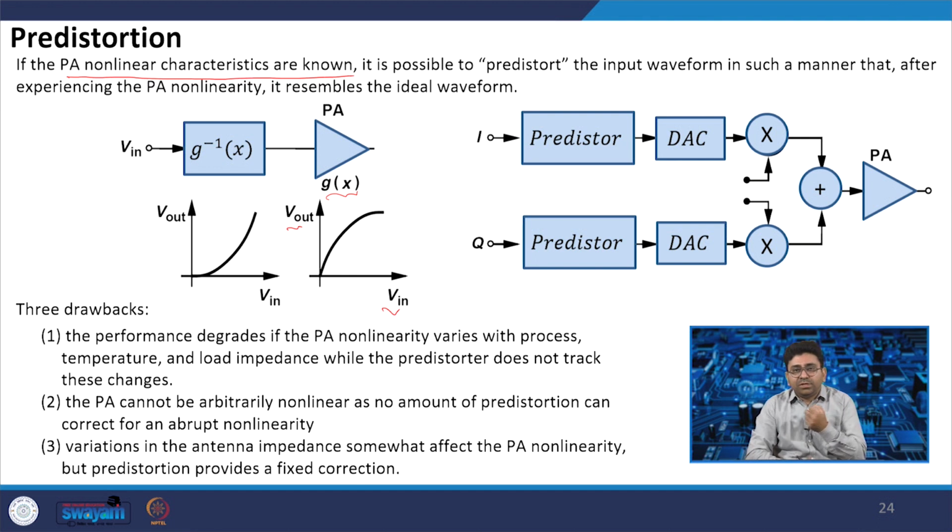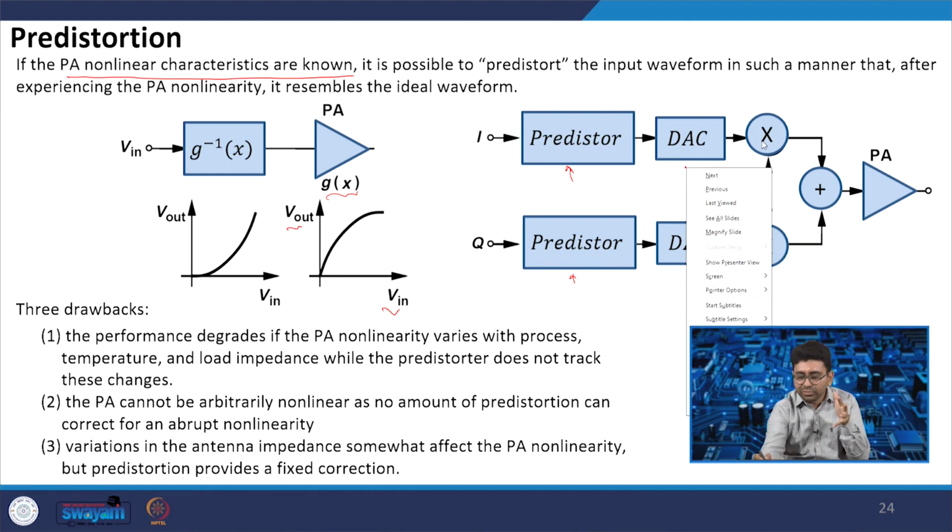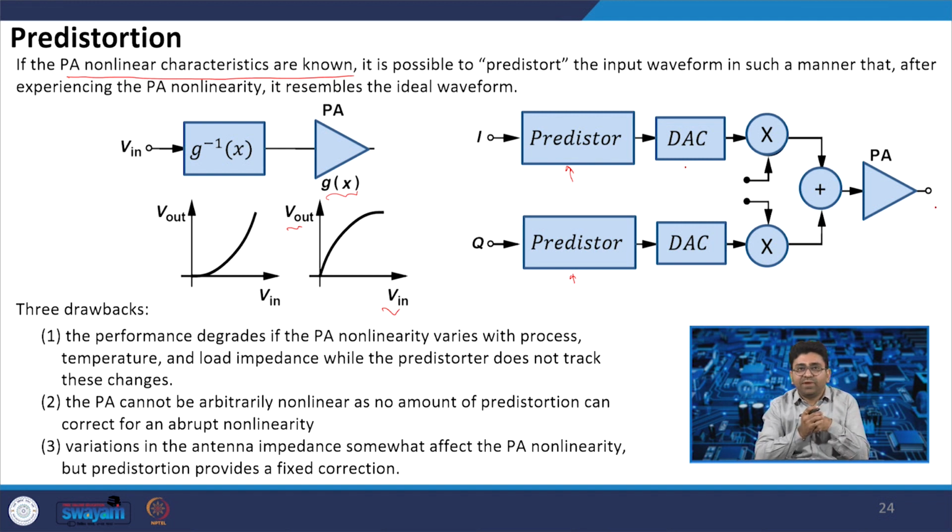This pre-distortion you can also bring to the digital side. At I and Q, we apply the pre-distortion on the digital side, use a digital to analog converter, and then there is a multiplier that can be used to up convert the signal, and it will then be applied to the power amplifier. Now, this method has an advantage if you know the power amplifier characteristics.